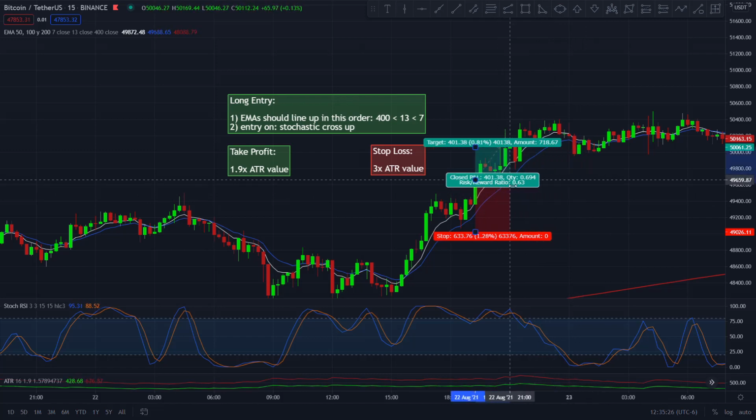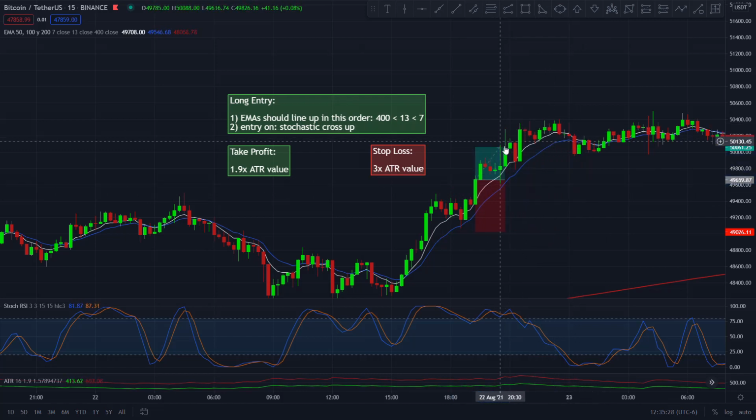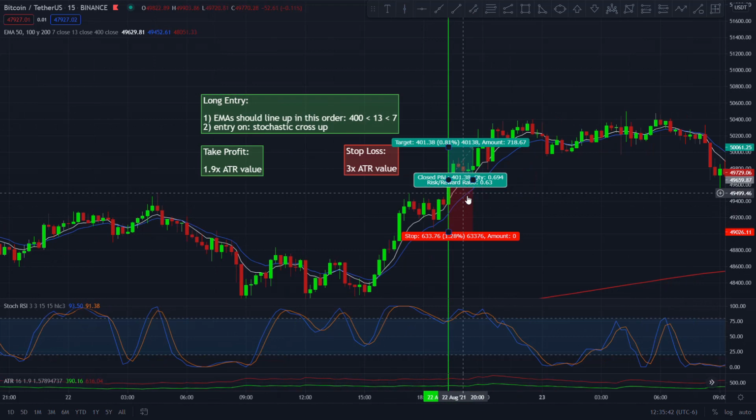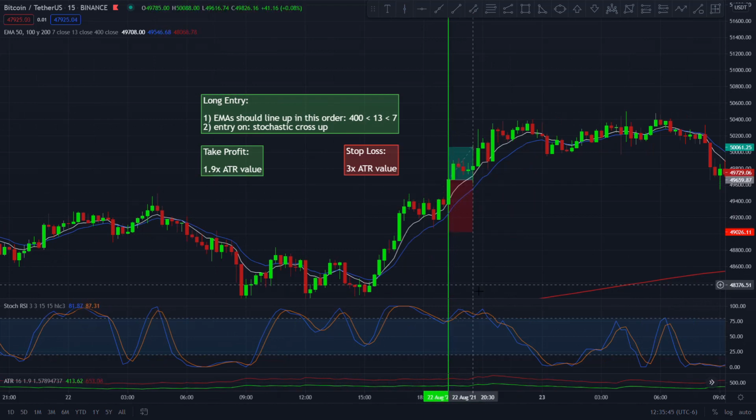As you can see, we hit our take profit on this candle. So it's going to be a winning trade. Now let's see another example. As you can see, we are still in a bullish trend. And if you take a look down on the stochastic RSI, you can see that we are crossing up on this candle. So that's going to be our second entry.